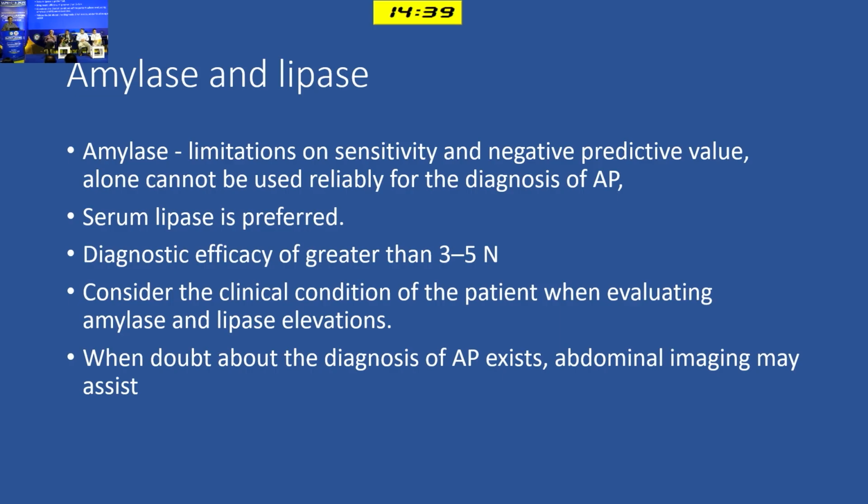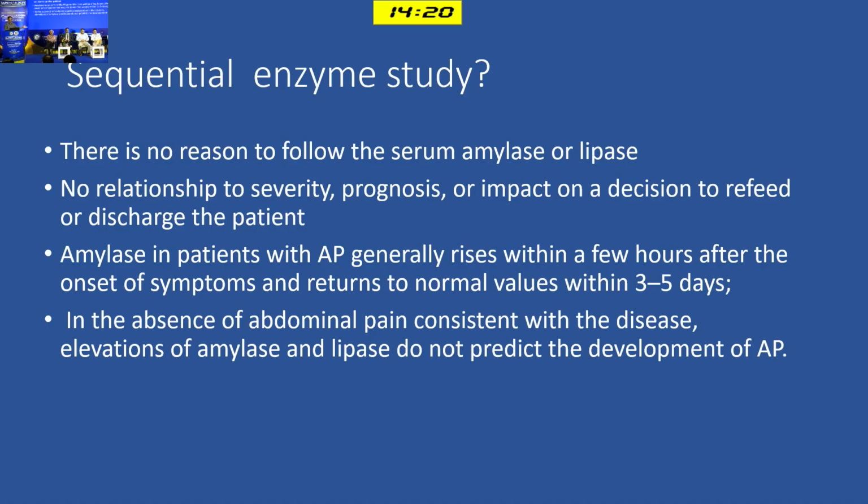amylase and lipase do not have a prognostic value, only a diagnostic value, so they need not be repeated again and again. Diagnostic value is important when the level rises more than 3 to 5 times the normal value. If there is a doubt regarding the possibility of pancreatitis, always ask for imaging and not depend only on amylase and lipase. Sequential, no reason to follow up.